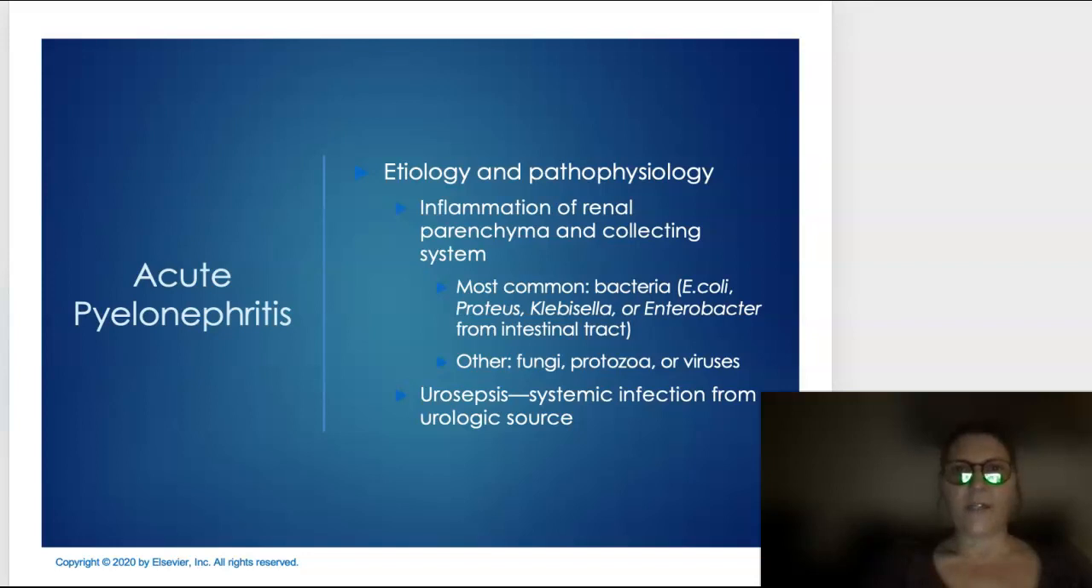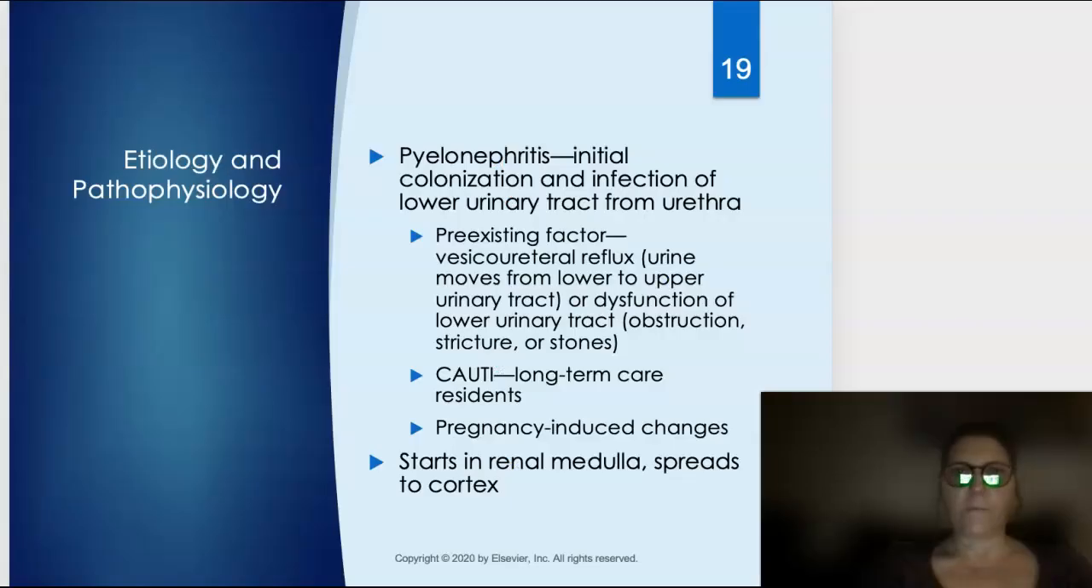Acute pyelonephritis. So what is that? It's the inflammation of renal parenchyma and the collecting system. Most common from E. coli, Klebsiella, Enterobacter from intestinal tract. It also could be a fungi, protozoa, or virus. Urosepsis is a systemic infection from a urologic source.